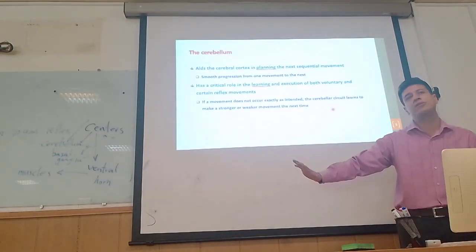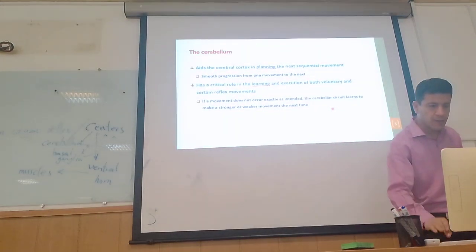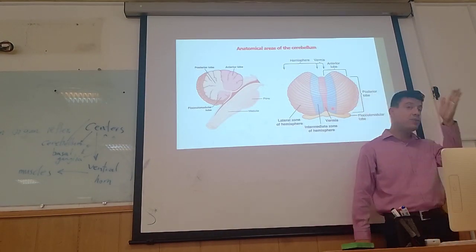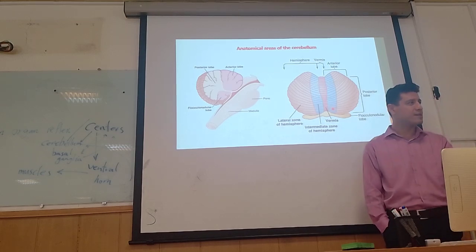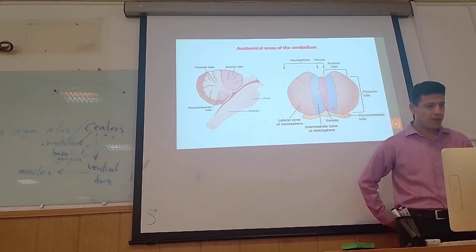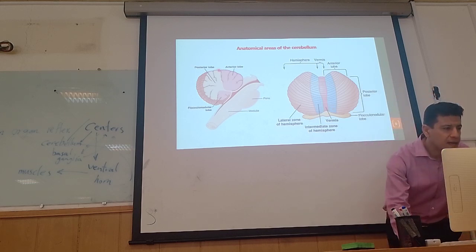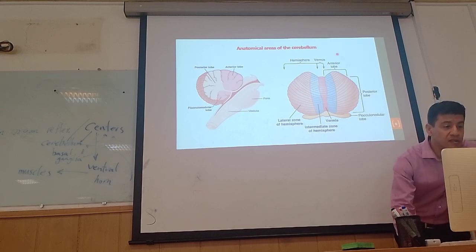So these were some general functions of the cerebellum. Let's take a brief look at the anatomy of the cerebellum, and then we'll get back to the function. You know that it has three lobes: anterior lobe, posterior lobe, and floccular nodular lobe. Another division of the cerebellum is like this.